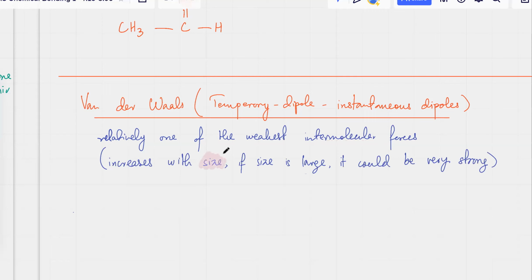The other ones didn't really depend on size, but this one actually depends a lot on size. If you have the same size molecules, then this one would be the weakest out of the three. But if the size is really large, then it's probably going to be the strongest out of the three. Now, the thing with van der Waals forces is they're also always present. Like all the molecules we studied, van der Waals forces will be present.